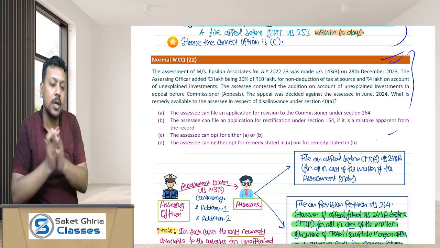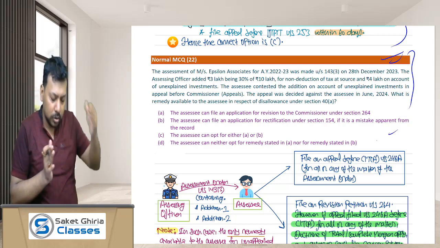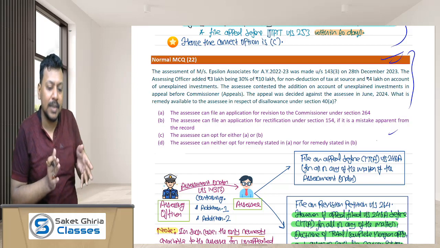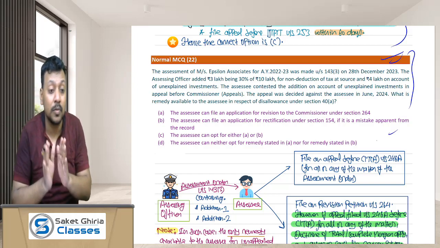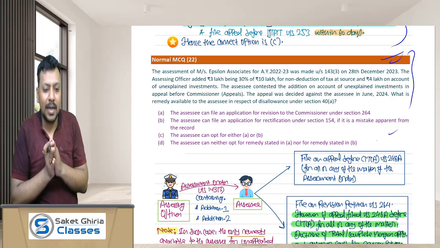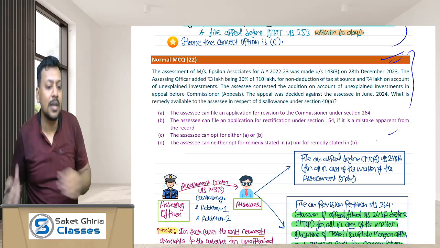It means the doctrine of total merger or complete merger. It means no part of the assessment order remains to go for revision under section 264. I hope you guys are getting it. But sir, don't you think that this is against the assessee?